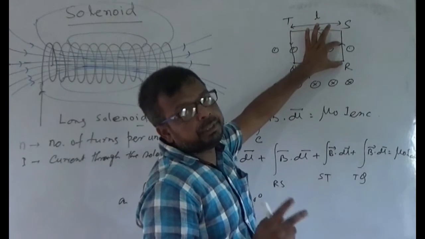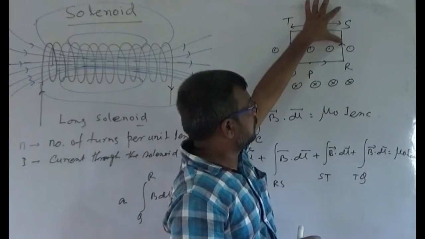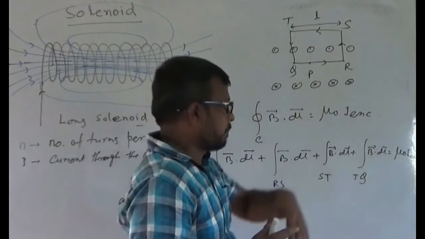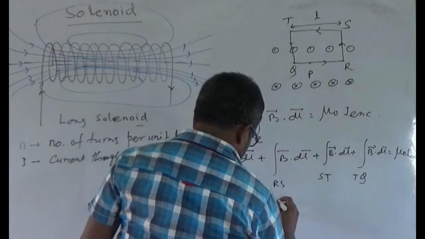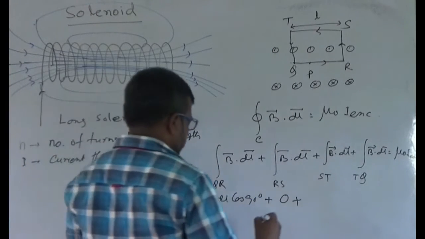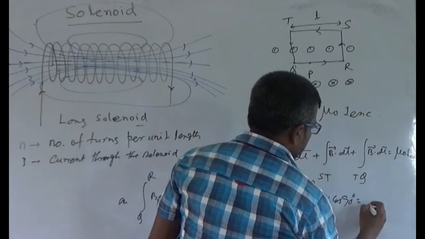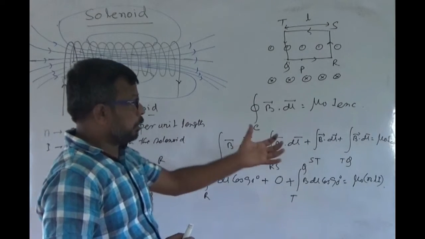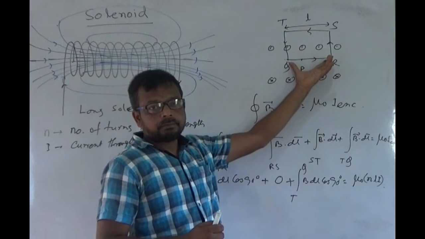Up to the solenoid, B and dl are perpendicular, but outside the solenoid, B is 0. Similarly, through the path S to T, B is 0. And through the path TQ, again, B is perpendicular to dl. Therefore, along TQ, we can say B dl cos 90 degrees, and the total is equal to mu naught n l I. I enclosed is the total current enclosed by the closed loop.